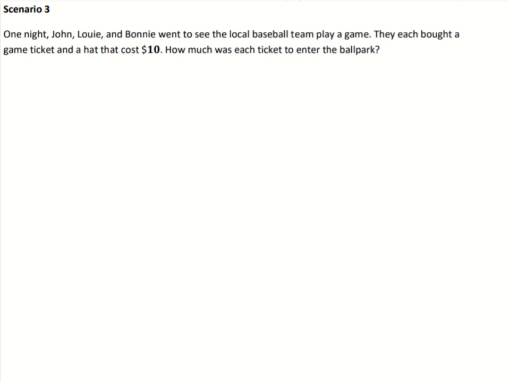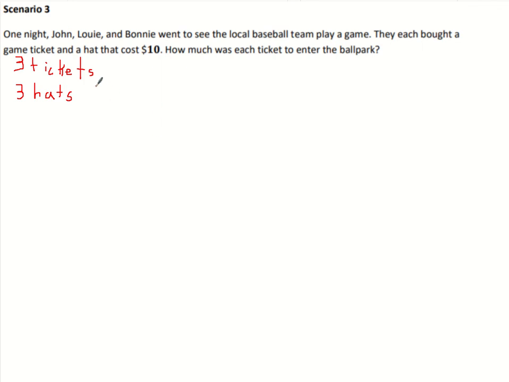So this question for scenario 3 is actually going to be very similar to the other two scenarios that we had done before. But there's one thing different. For scenario 1 and scenario 2, we were dealing with the whole family, all 5 of them. But this time, we're only dealing with 3 people, which means we're only getting 3 tickets and 3 hats. People in the family that aren't here aren't getting these things.